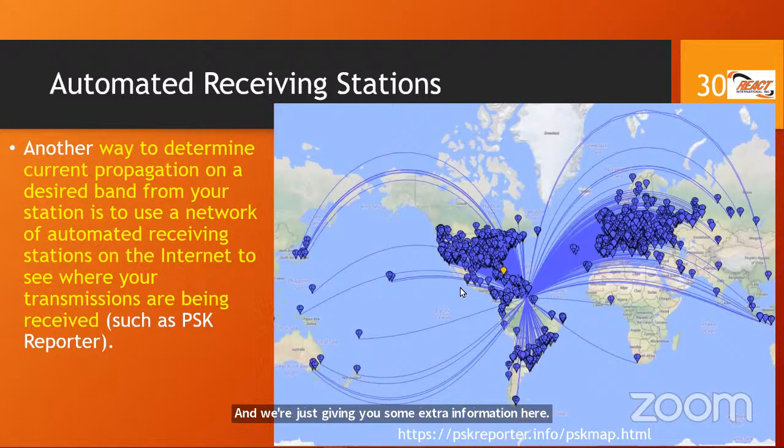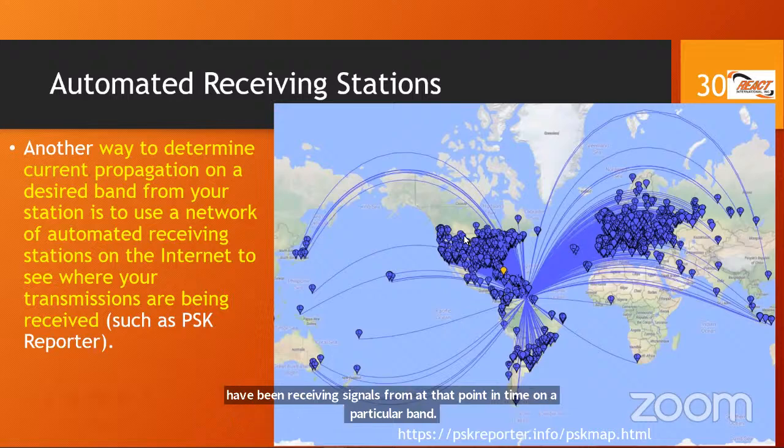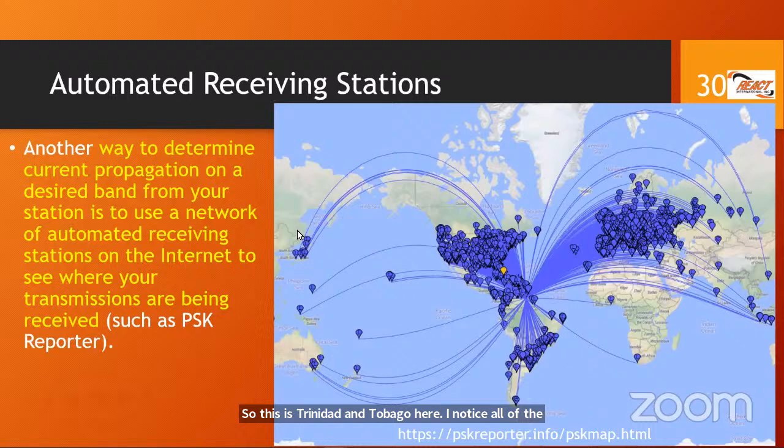I took this screenshot some time ago, and it showed all of the locations that my station would have been receiving signals from at that point in time in the day on a particular band. So this is Trinidad and Tobago here, and notice all of the amateur radio signals that I was receiving at that point from all over the world, literally speaking. So propagation was pretty good at that point in time, on that day, at that time of day. This was taken from the website PSK Reporter.